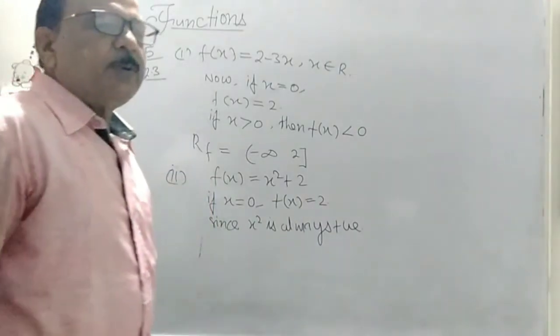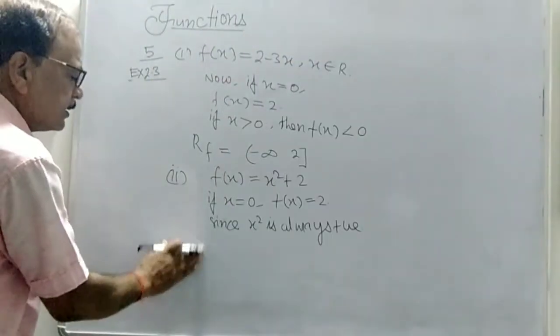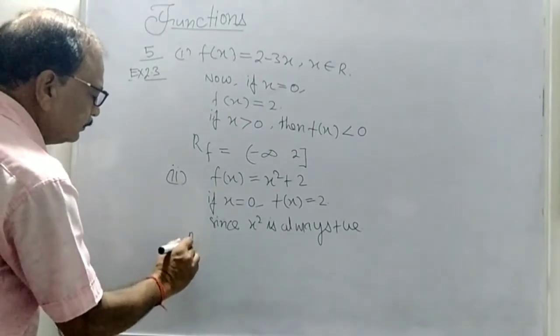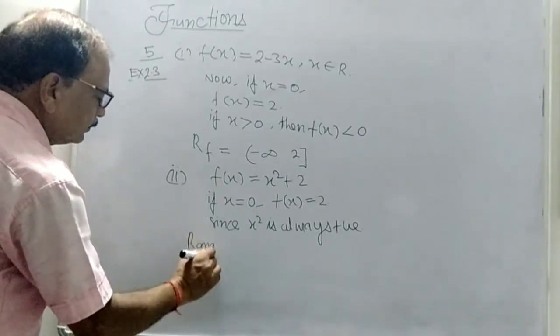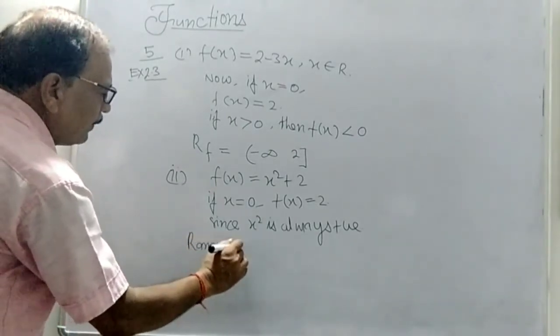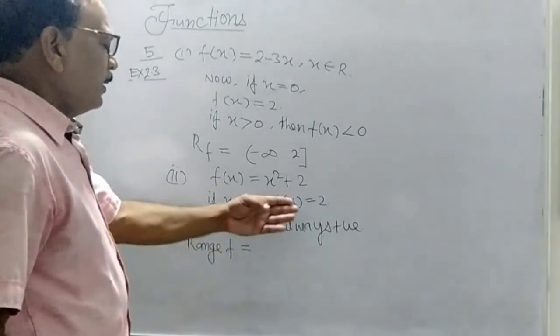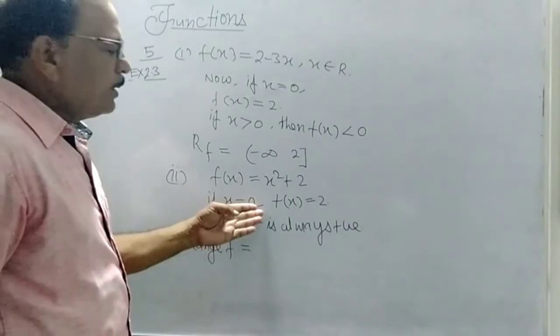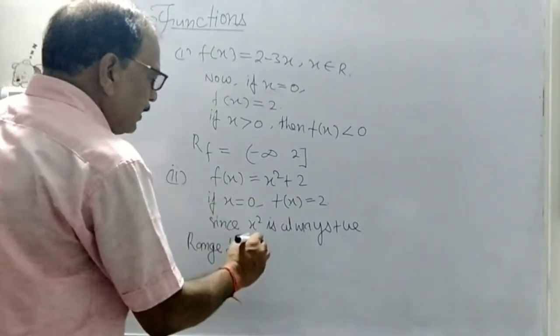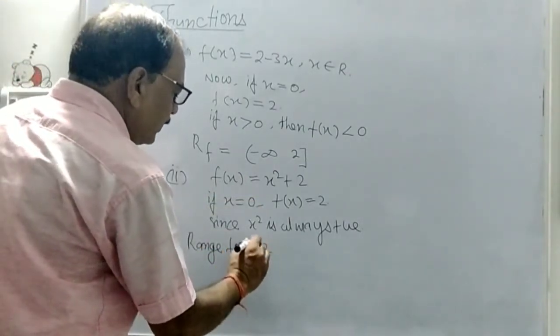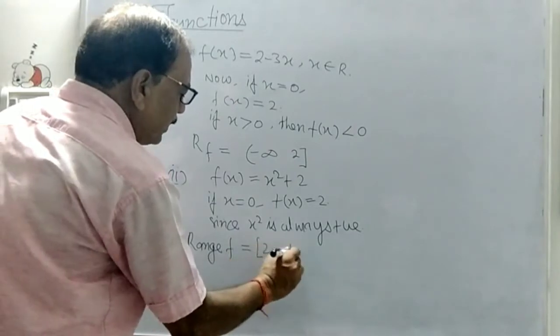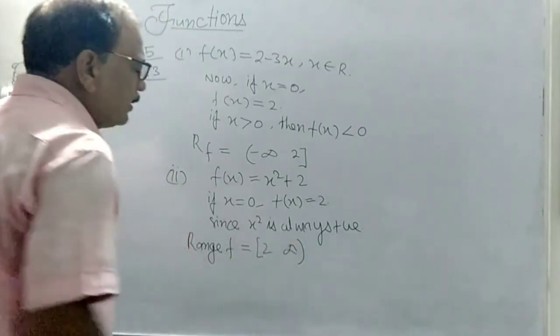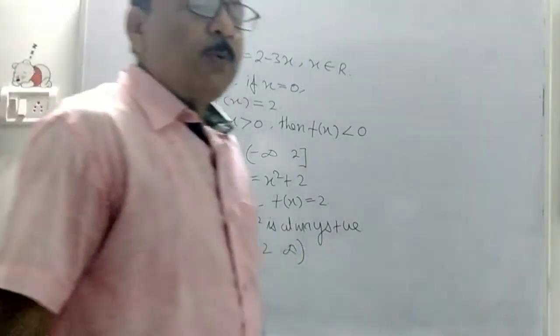So the range of this is what? The range of f is what? It is always positive with a minimum value. The minimum value of x square is 0, so the range is 2 to infinity. The range of this is 2 to infinity.